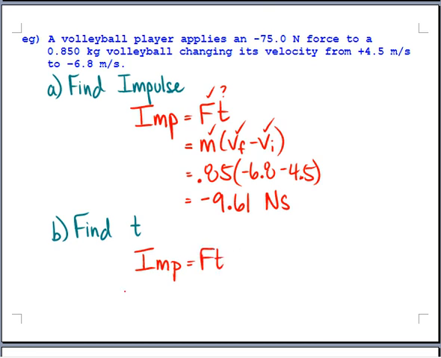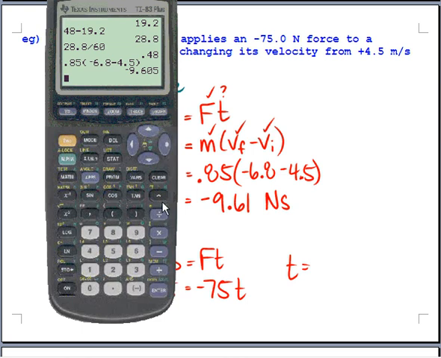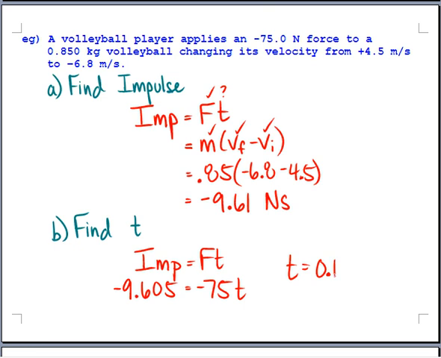We do know the impulse now. I'm actually going to throw in the full number. I think it was 9.605. We know the impulse. We know the force was negative 75. And we can really quickly solve for T. T equals 9.605 divided by negative 75, 0.128 seconds.